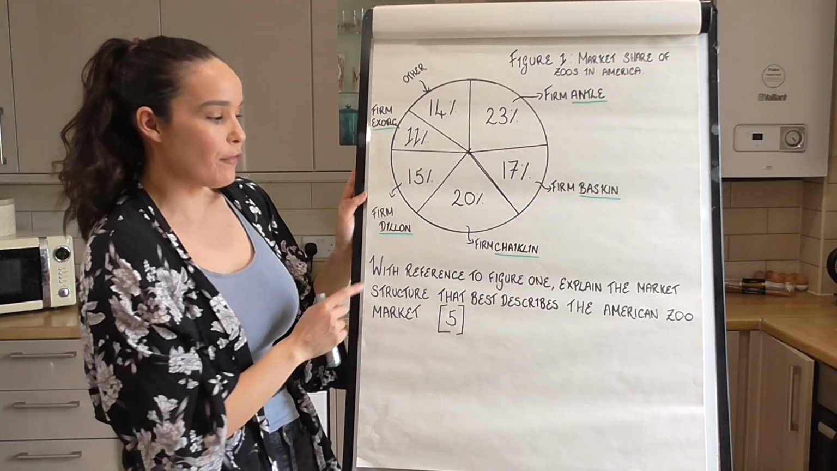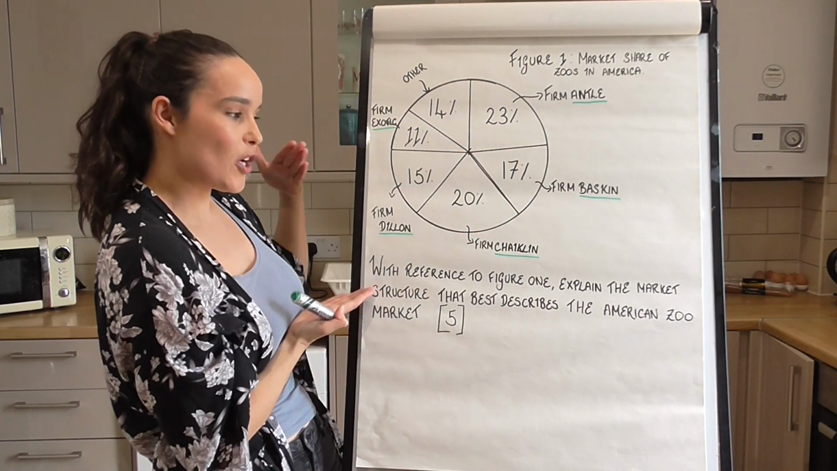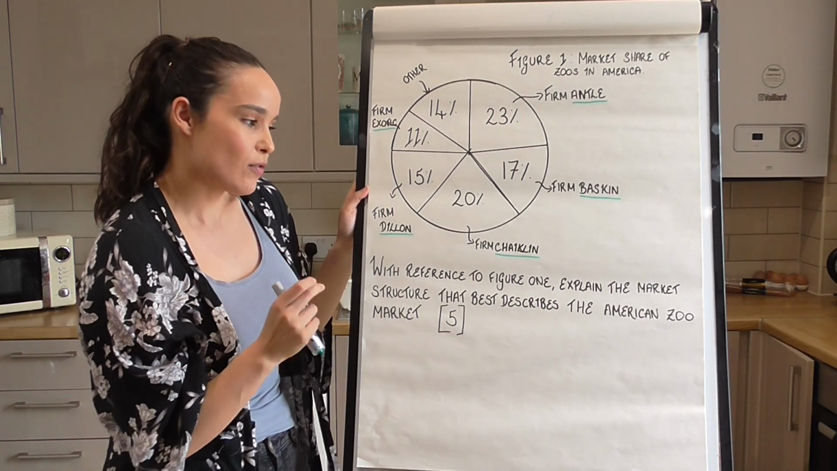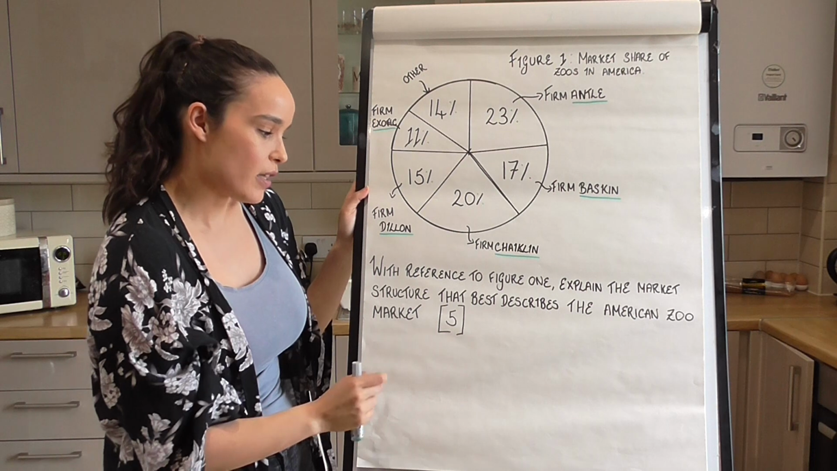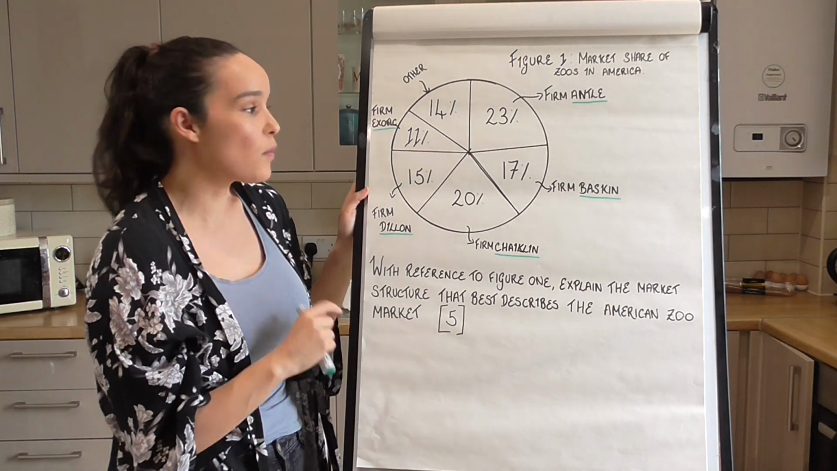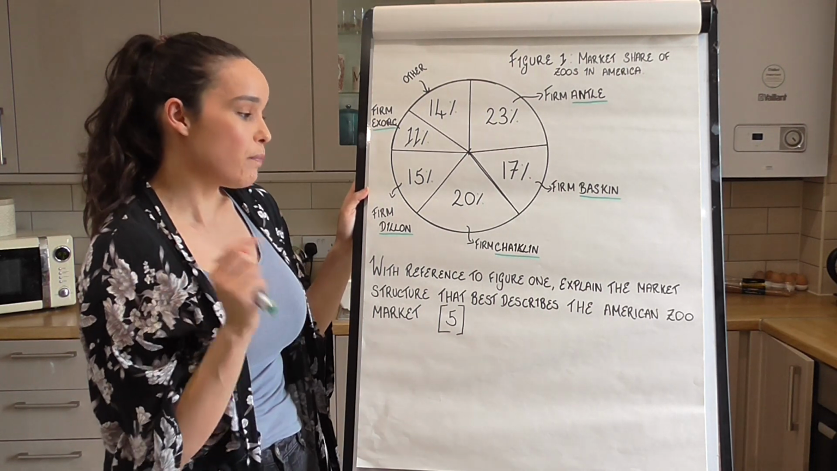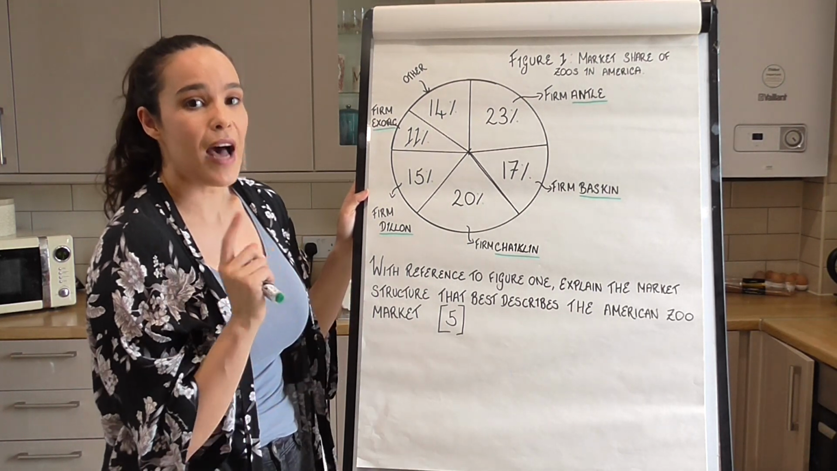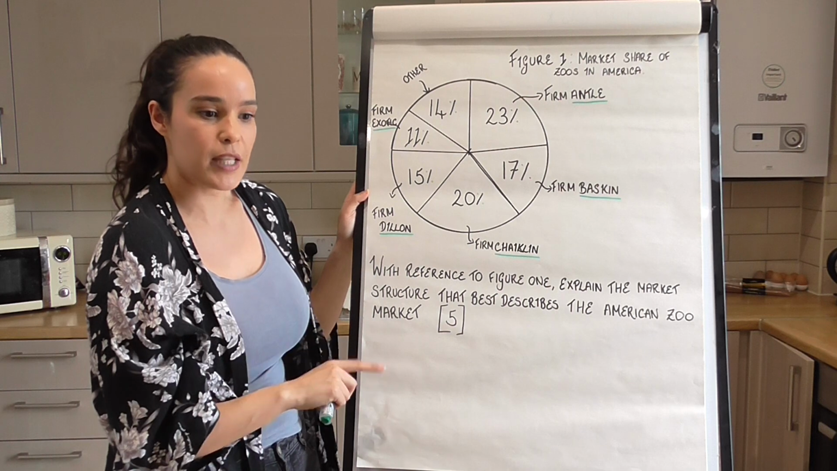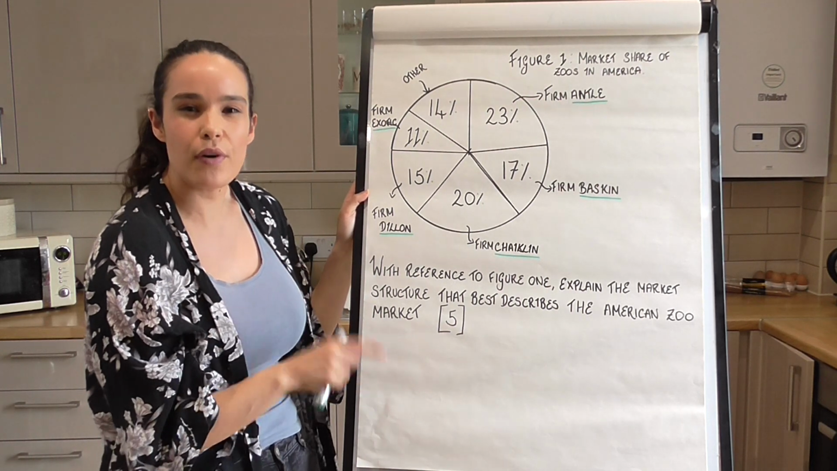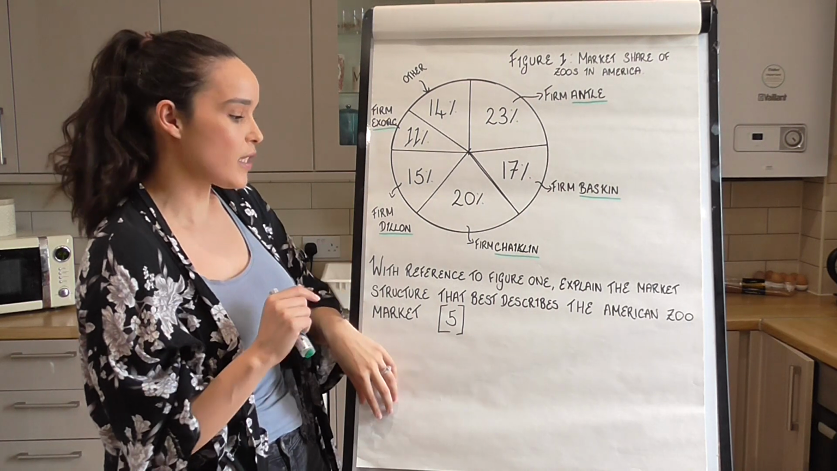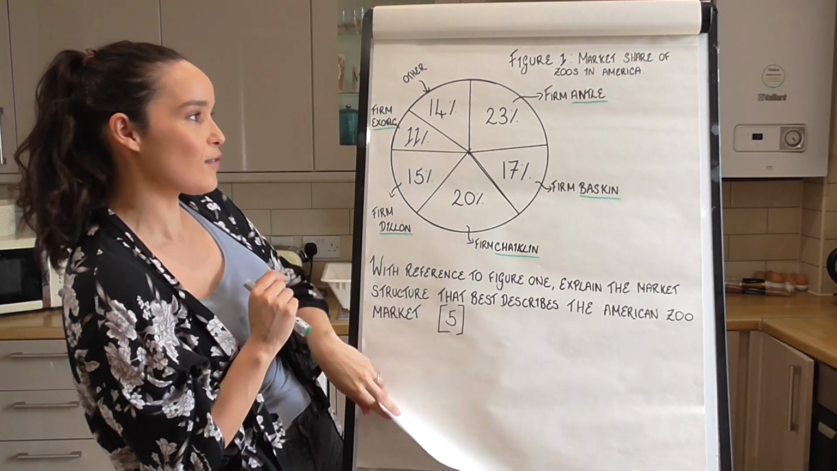So with reference to figure 1, this is figure 1 here, explain the market structure that best describes the American zoo market. 5 marks. So what I suggest you do is you pause and you have a go at answering this question. Have a go. If you get stuck, we'll have a look at the next page of the structure and then you can re-pause and have a go, and then we're going to go through a model answer. So just pause now and have a go at answering.